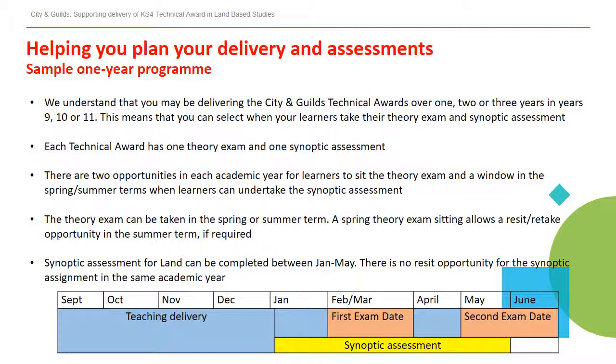The second sitting is in May or June, and the results of that will be released to the centre in August alongside the remaining GCSE qualifications for that year from other exam boards. Just to clarify, please be aware that there is no opportunity for a resit of the synoptic assignment in the same academic year.